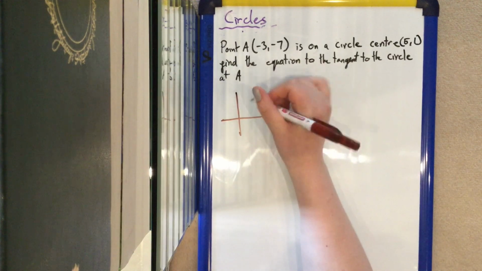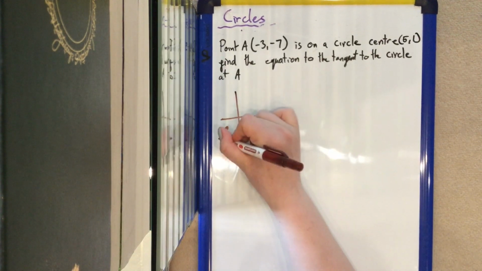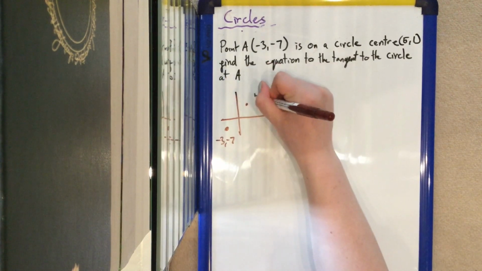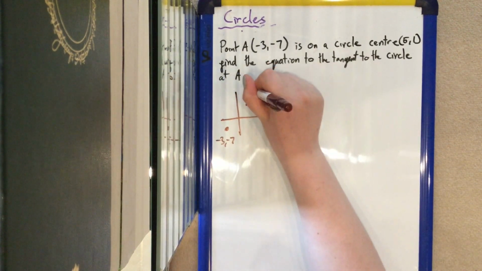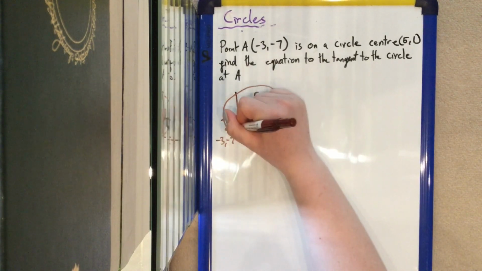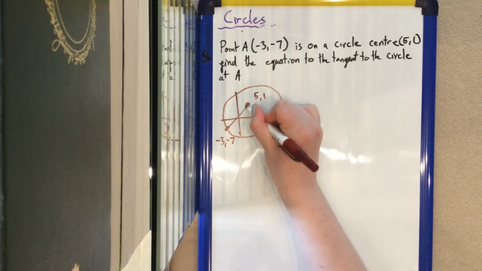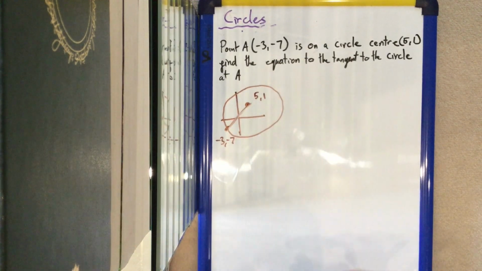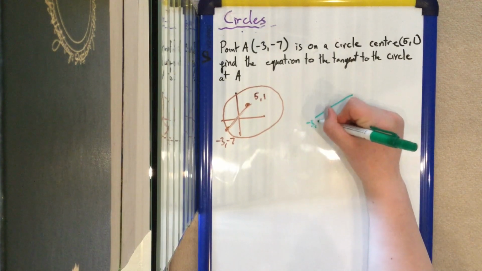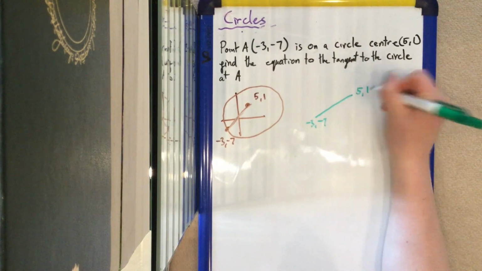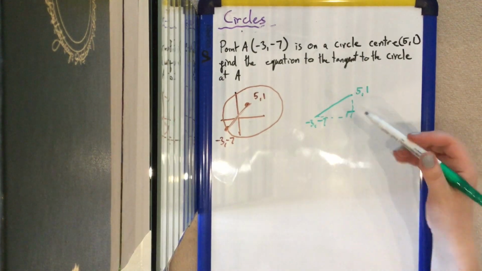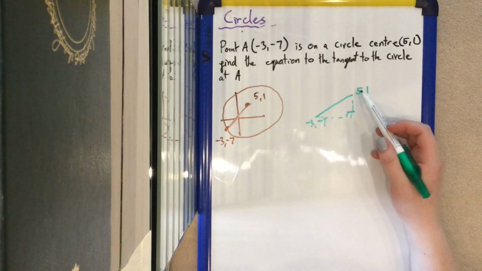Here is my grid line. Here is the point A I know at -3, -7, and here is the centre at 5, 1. I'm going to draw a very bad circle around those points. So here is my centre, here is a point, which means that this distance here is a radius. So if I redraw just that line from -3, -7 to 5, 1, and turn this into the right angle triangle. Now in this case, the length of the radius doesn't actually matter.